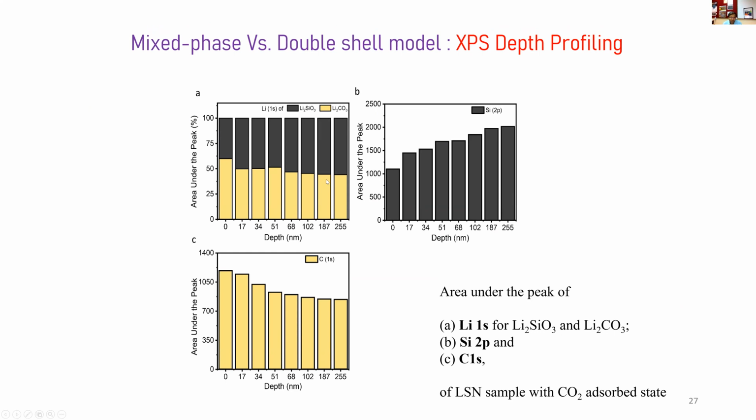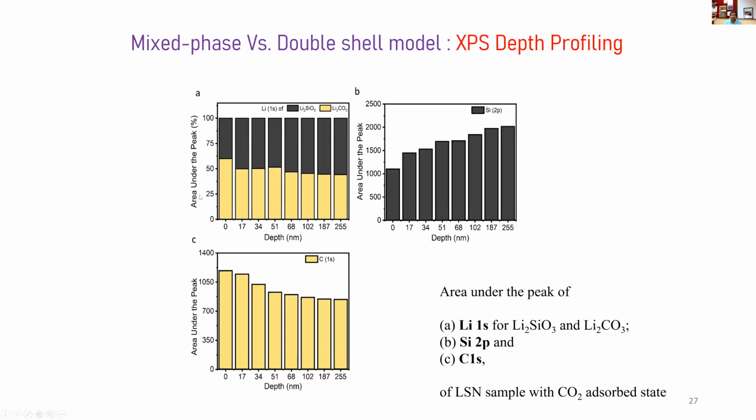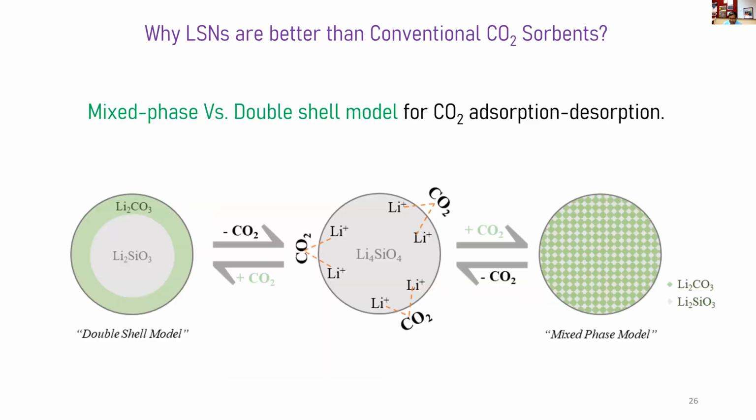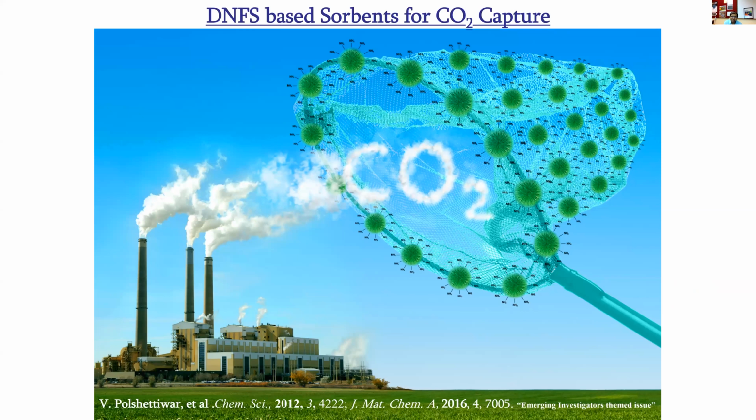Obviously, they are not perfectly 50-50%, which is normal, right? Because this is a cartoon, and in reality it cannot be so perfect. But they are still there. Both the phases are there. They are mixed. So this clearly indicates that our mixed phase model is working, and that's why you get better adsorption-desorption kinetics.